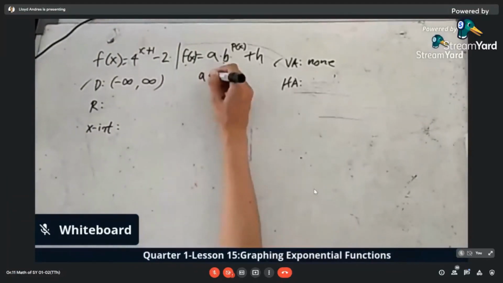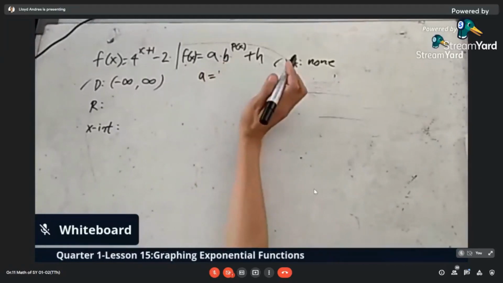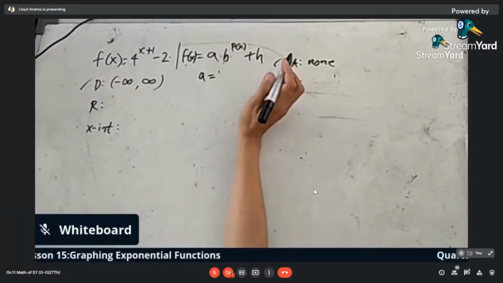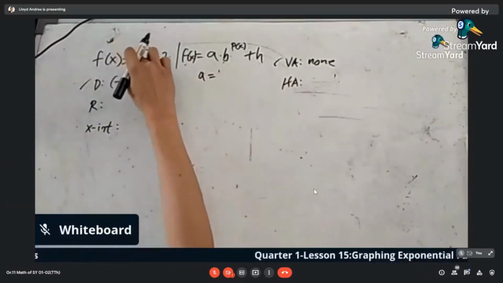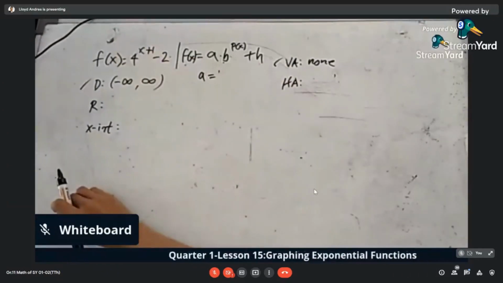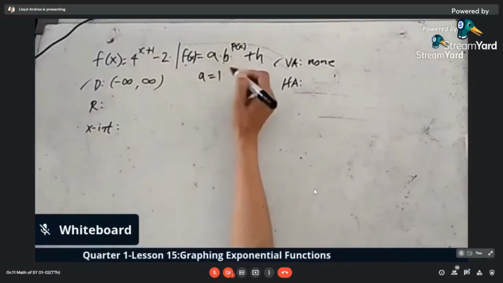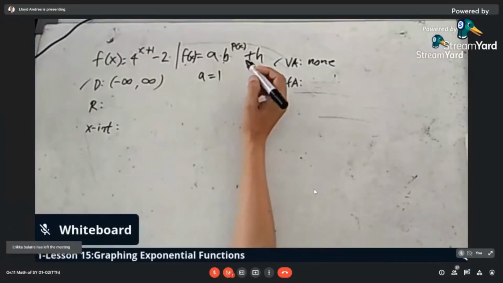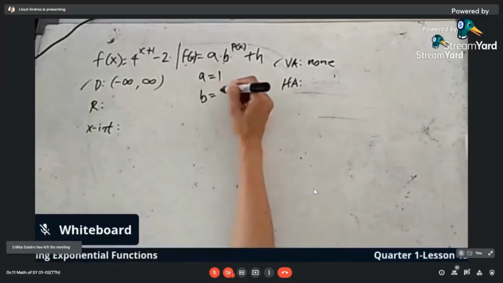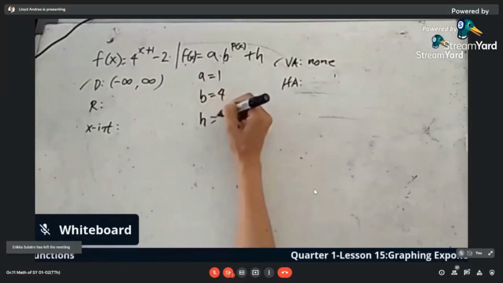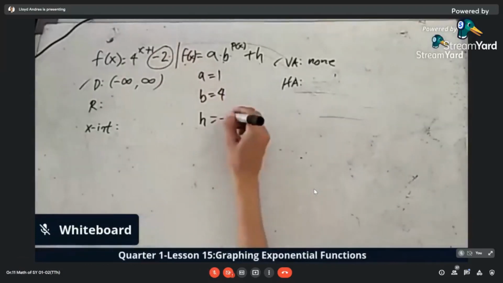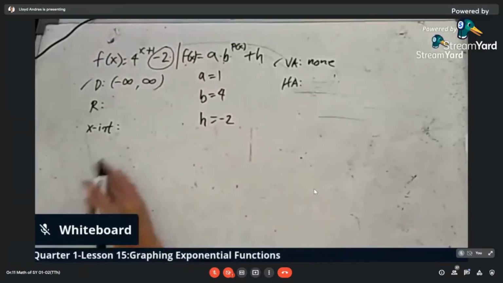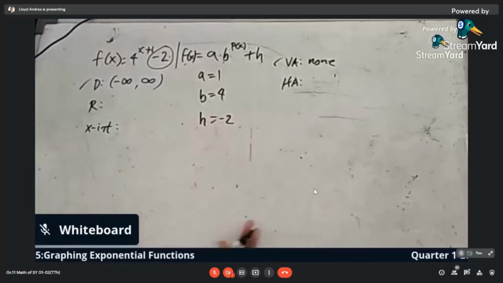Unsay value ni A diri? Ang value ni A diri is kung unsa ang coefficient na tapad sa imong base. Wala man no? So 1 gihapon. Ato ang base is 4. Ato ang h, ining h na ni, si negative 2. So kani atong gamiton karon.